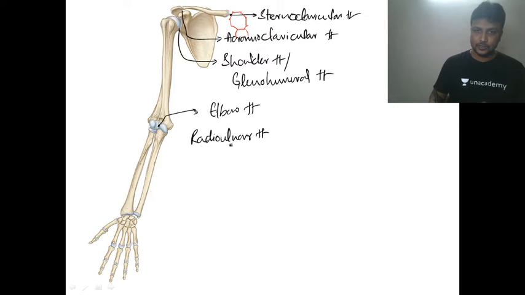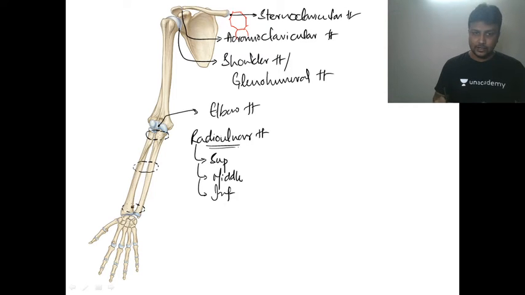Radio-ulnar joint. This radio-ulnar joint will in turn be of three types, guys. There will be a superior radio-ulnar joint here, a middle radio-ulnar joint here, and an inferior radio-ulnar joint here. So remember, the radio-ulnar joint will be of three varieties: superior, middle, and inferior.